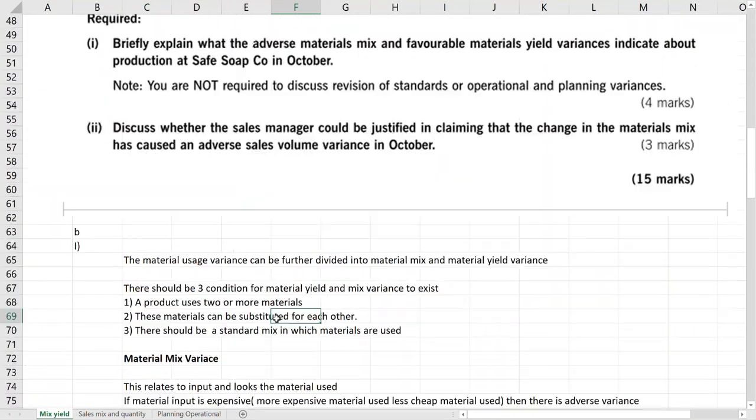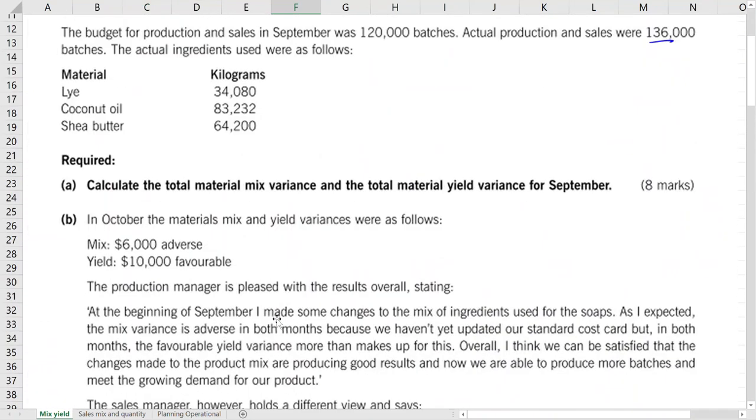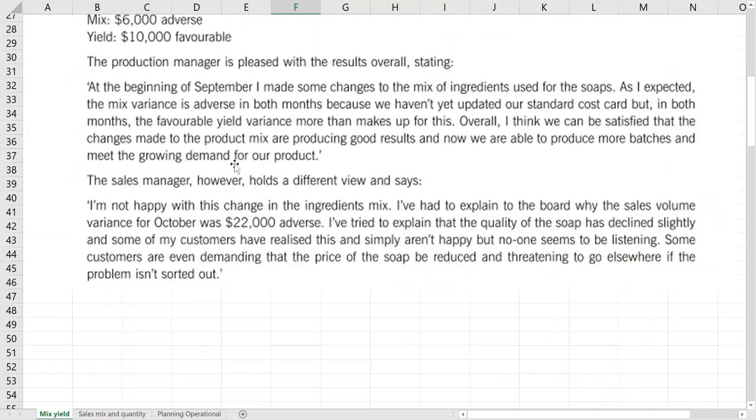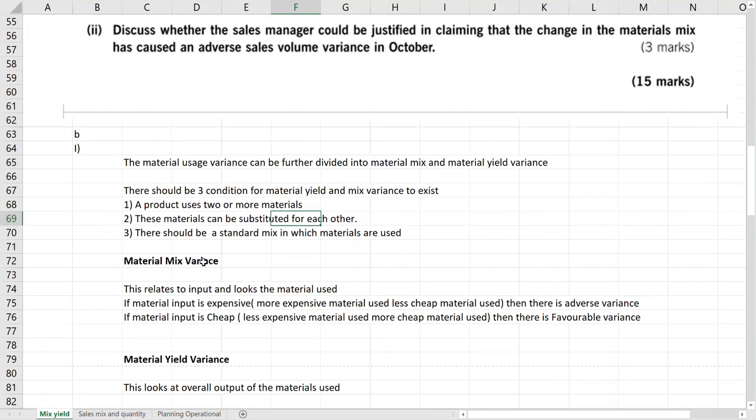Does it make sense? So I wanted to explain this after the question because I wanted to actually show you in the question. Now, what is material mix variance? What is the meaning of mix? Mix means what you have added. For example, if I ask about banana smoothie, what you have added in it? How much banana, how much was the milk, how much was sugar? That is mix. Okay?